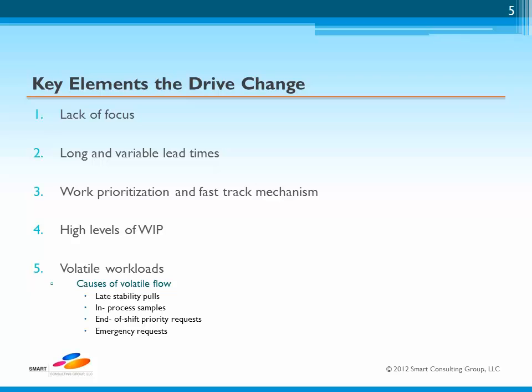Let's talk about causes of volatile workflow. Why is the flow not smooth? It's important to collect data which categorizes why something is occurring. For example, some areas of flow disruption include, but are not limited to, late stability pulls, input samples, end of shift priority requests, and emergency requests. It's important to categorize these because it's unlikely that they will ever disappear completely.